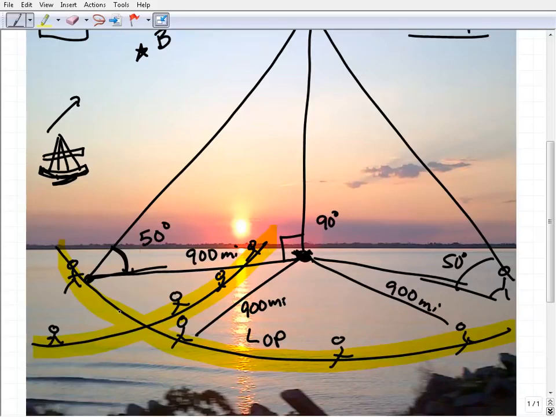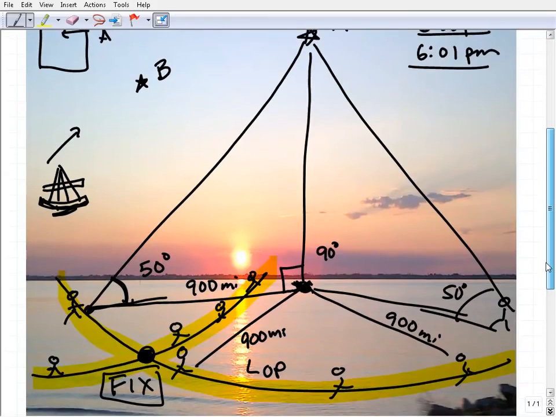So you can see where the two lines or the two circles are crossing seems to be the obvious place where I'm going to be, right? And that is called a fix in navigation terms, F-I-X, a fix. And that's your position based upon your navigation efforts. So that's the basics of celestial navigation.